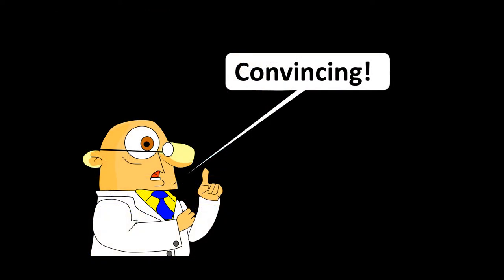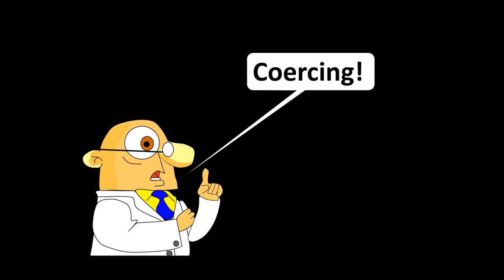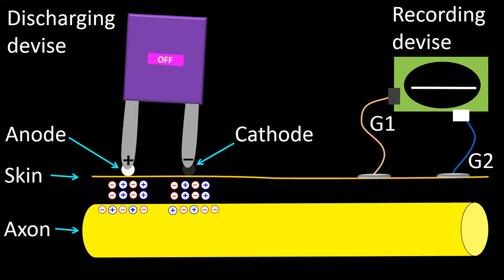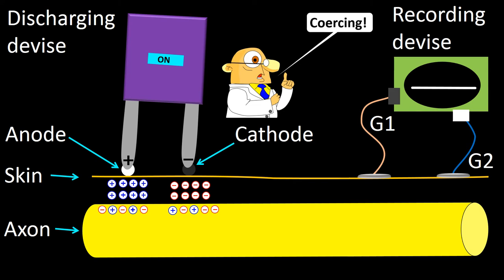But as I previously said, although some believe this is the way a stimulator works, others argue that it doesn't work that way, that it works by coercing. I will explain coercing in the next few frames. Again, we start with the stimulator off. Once on, the cathode and the anode will discharge. So the cathode will discharge negative charges and the anode will discharge positive charges, thus producing the same consequence as convincing. I call this process coercion.